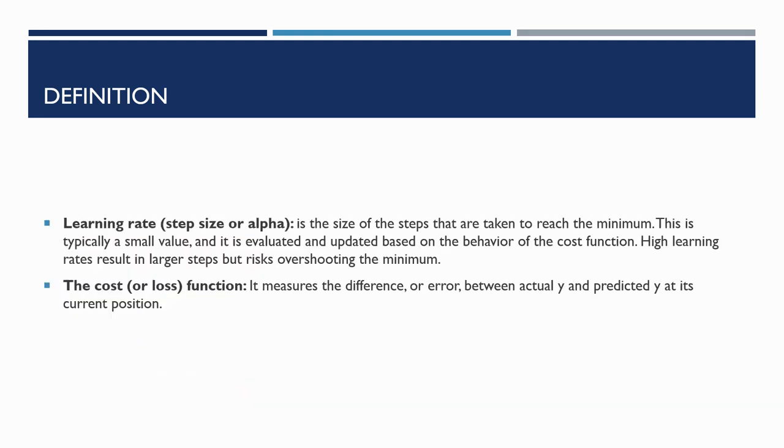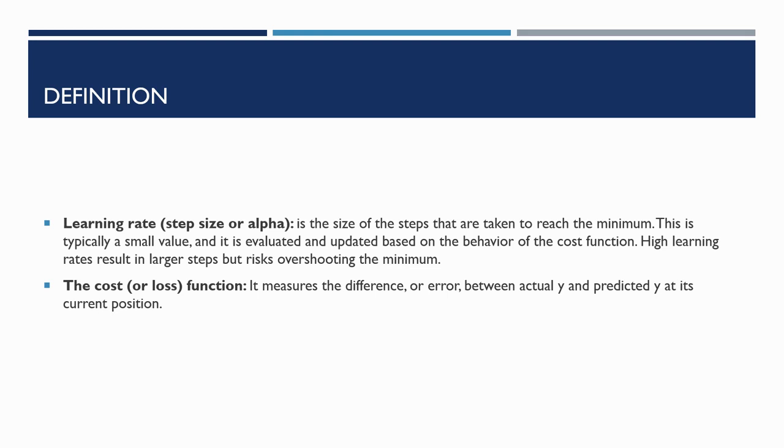Now let's define the learning rate and the cost function. The learning rate is a hyperparameter that determines the step size at which the model's parameters are updated during training. If the learning rate is too low, the model's parameters will be updated too slowly and it may take a long time for the model to converge. If the learning rate is too high, the model's parameters will be updated too quickly and the model may not converge at all. Therefore, choosing an appropriate learning rate is crucial for efficient and effective training of ML models.